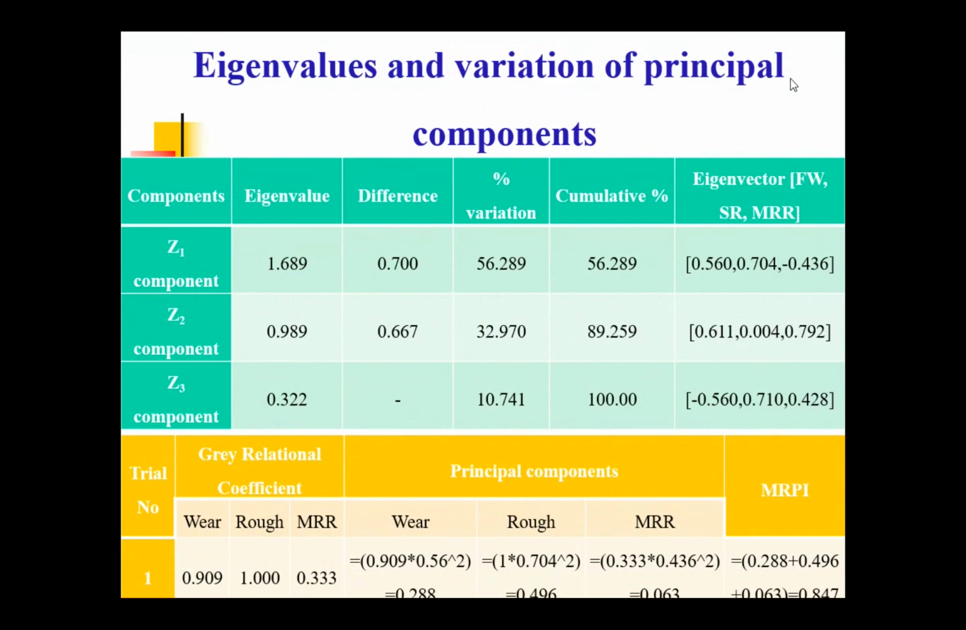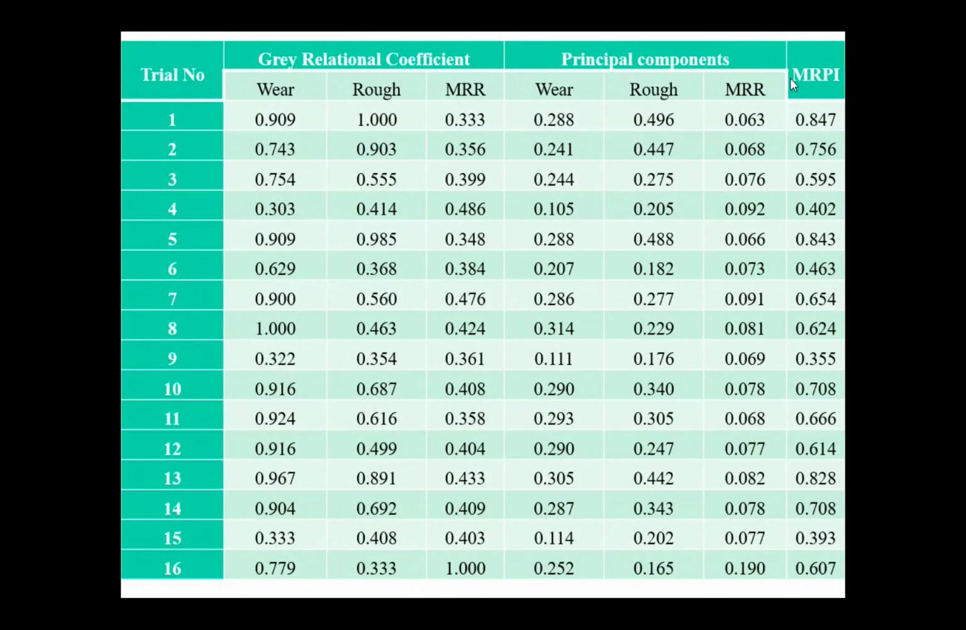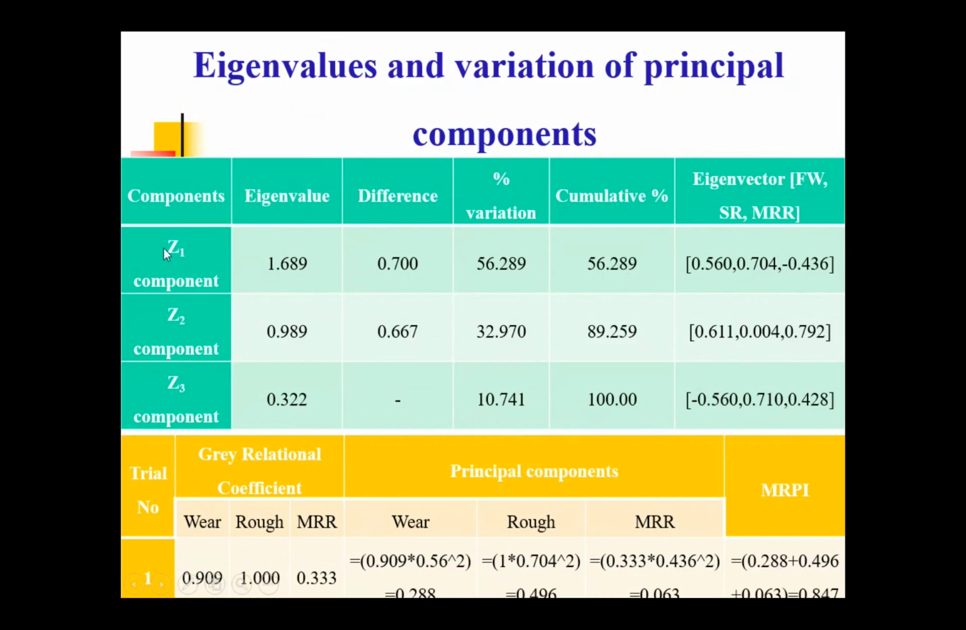During the principal component analysis, these 3 components were obtained, because here the number of outputs is 3: the wear, roughness, and material removal rate. So I am going to have component 1, component 2, and component 3. The eigenvalues are 1.689, 0.989, and 0.322. So the first principal component, with the highest eigenvalue, has to be selected. Here you can see the eigenvector that corresponds to principal component 1 is selected for our analysis.